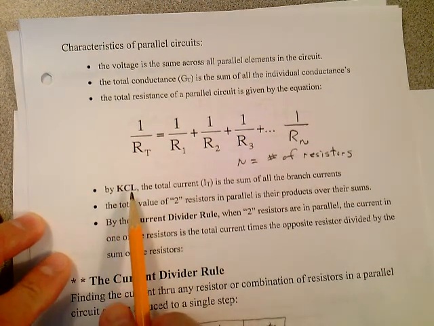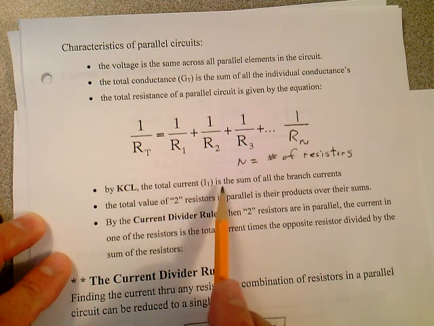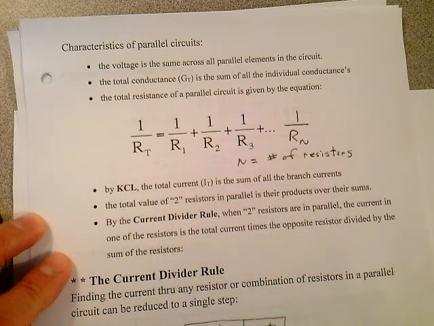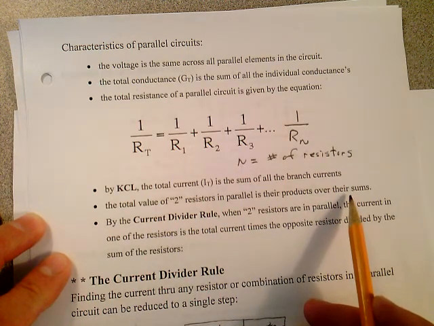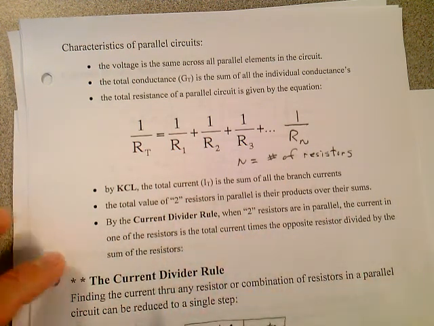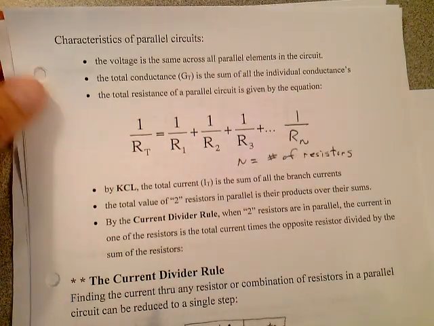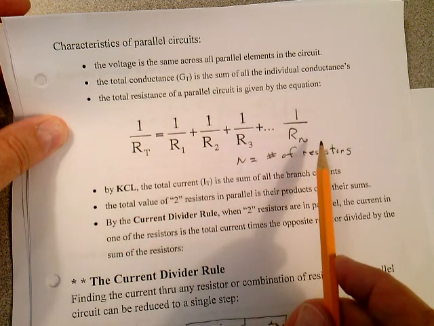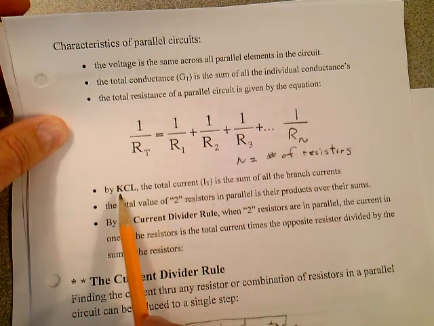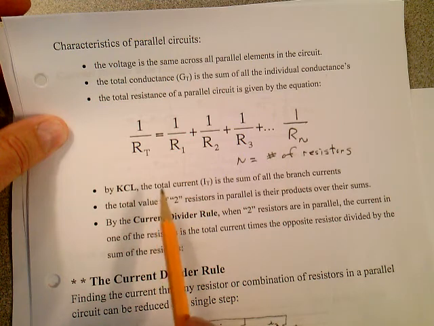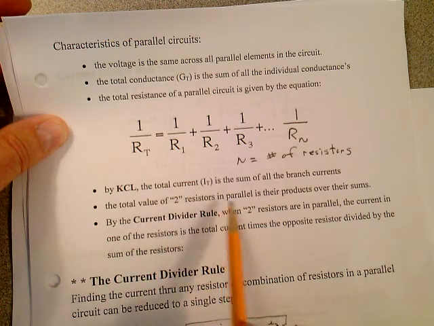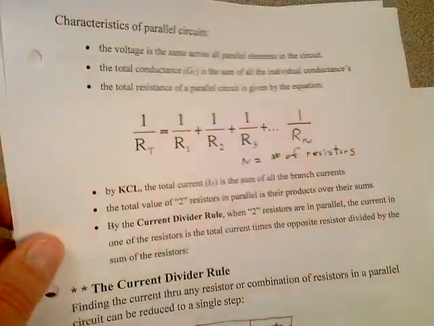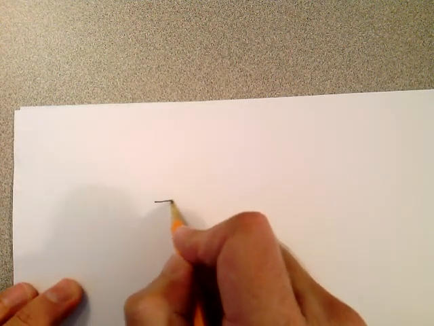By Kirchhoff's current law, the total current I sub T is the sum of all the branch currents. The total value of two resistors in parallel is their product over their sum. So let's start looking at that in a little bit more detail. I'll show you a couple examples of how that works. We're going to use the concept of Kirchhoff's current law, which we've discussed before, and we're going to explain how the total value of two resistors in parallel is their product over their sum.